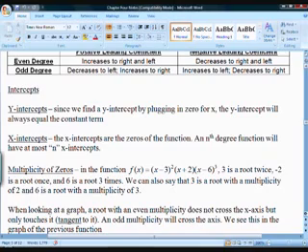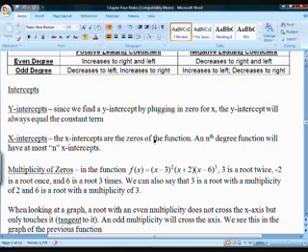How do you find y-intercepts? You plug in 0 for x. You're doing inverses. To find x-intercepts, you do what? You set y equal to 0. So we find a y-intercept by plugging in 0 for x. The y-intercept will always be the constant term. I'll explain more of that later.